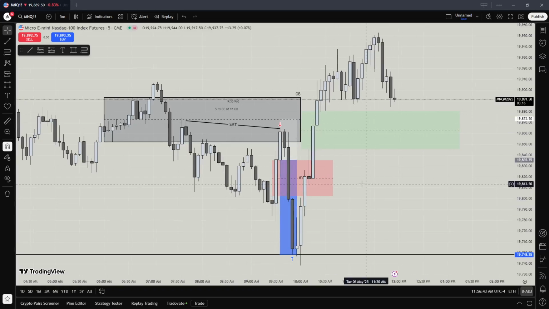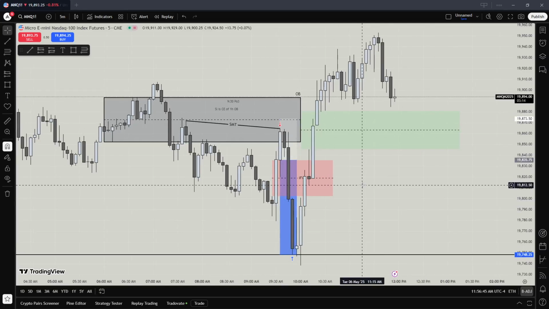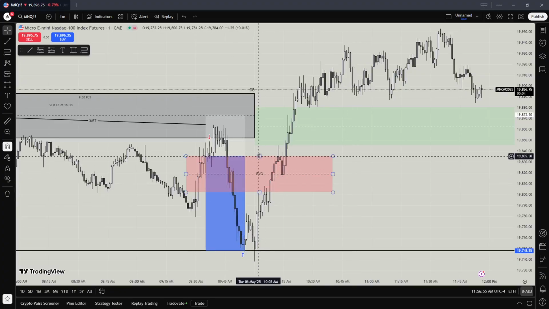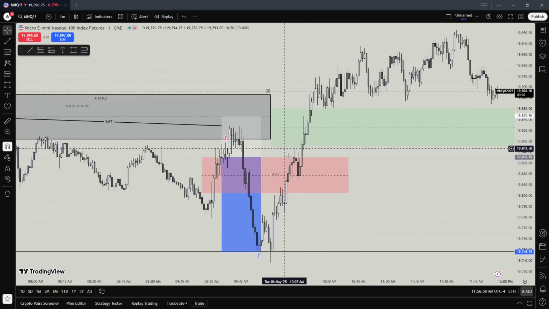I was thinking of taking that, but I just wanted a better fill. I had such a strong conviction that this was going down that I was just ready to hop into the trade. I didn't need to see anything else. If you really want to get nitpicky with it, I could have got in on the 1 minute change in state of delivery.